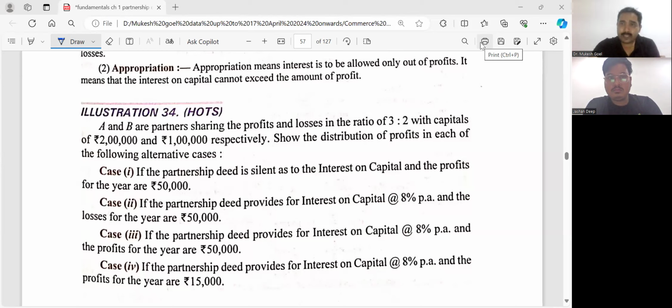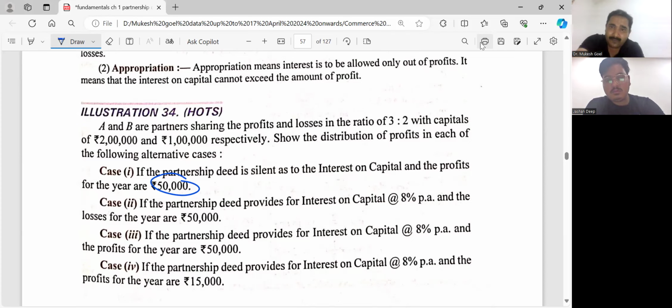Now we will do illustration number 34. A and B are partners sharing profit and losses in the ratio of 3:2 with a capital of rupees 2 lakh and 1 lakh respectively. Show the distribution of profit in each of the following alternative cases. First case, if the partnership deed is silent about interest on capital and profit is 50,000. In that case, we need not give interest to the partners, and we will divide 50,000 in the ratio of 3:2.